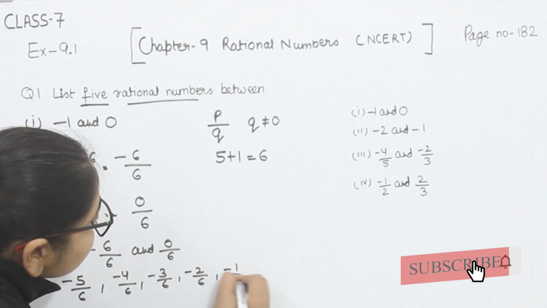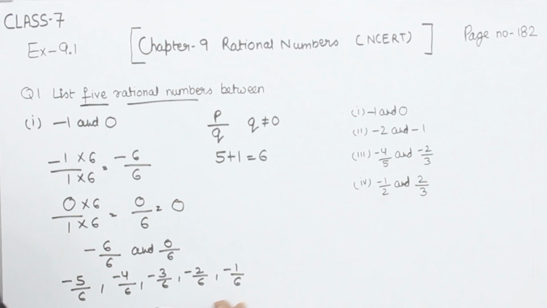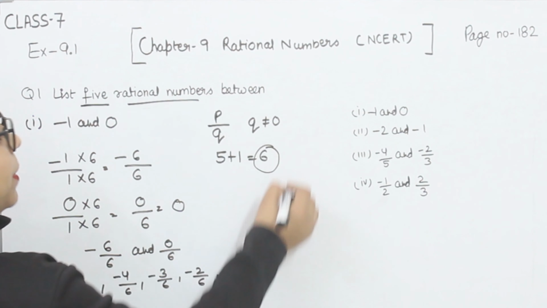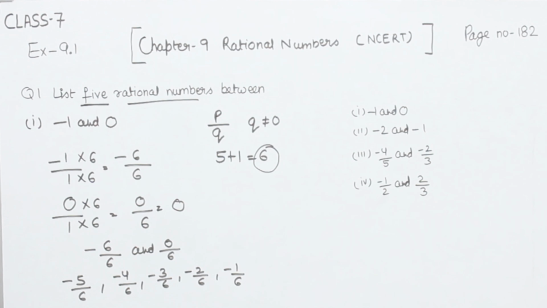0 by 6 becomes 0. So 1, 2, 3, 4, 5. I have multiplied by 6. You can multiply it by any random number. I have taken 6 because I have to find the 5 rational numbers between them. So this is part 1. Now we come to part 2.